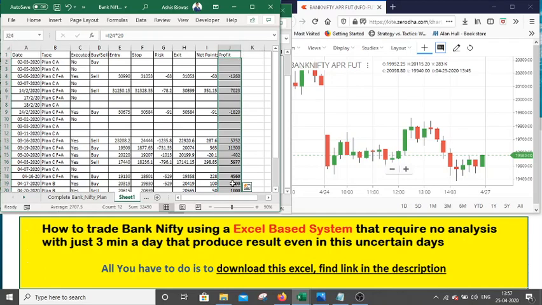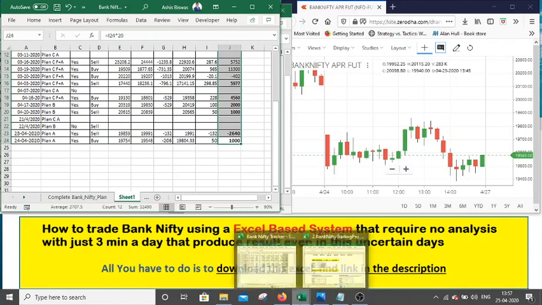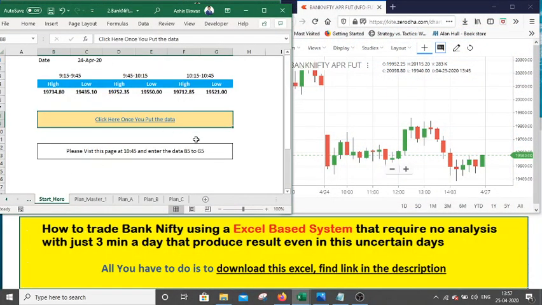This strategy is doing very well. It is a very simple strategy. What you have to do is enter the data over here and you can get the trade. This is simple, and as I showed you in the track sheet, it is working.